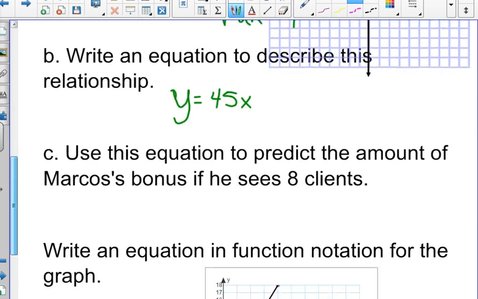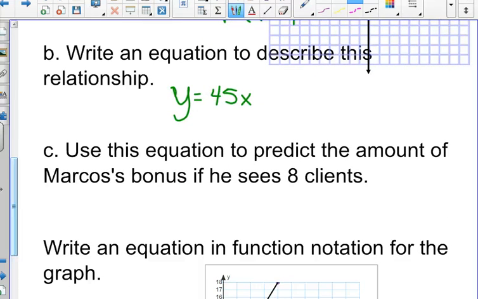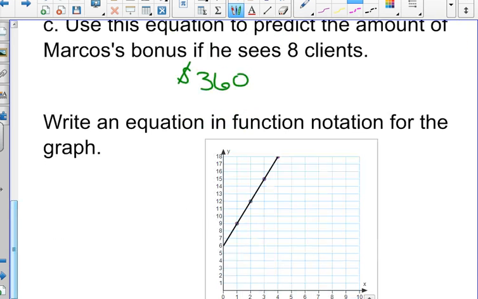Use this equation to predict the amount of Marcos' bonus if he sees 8 clients. So here is our clients. I guess we could write it as bonus equals 45c. That would probably make more sense in this case. Okay, so 45 times 8 is 360, so his bonus would be $360 for 8 clients.